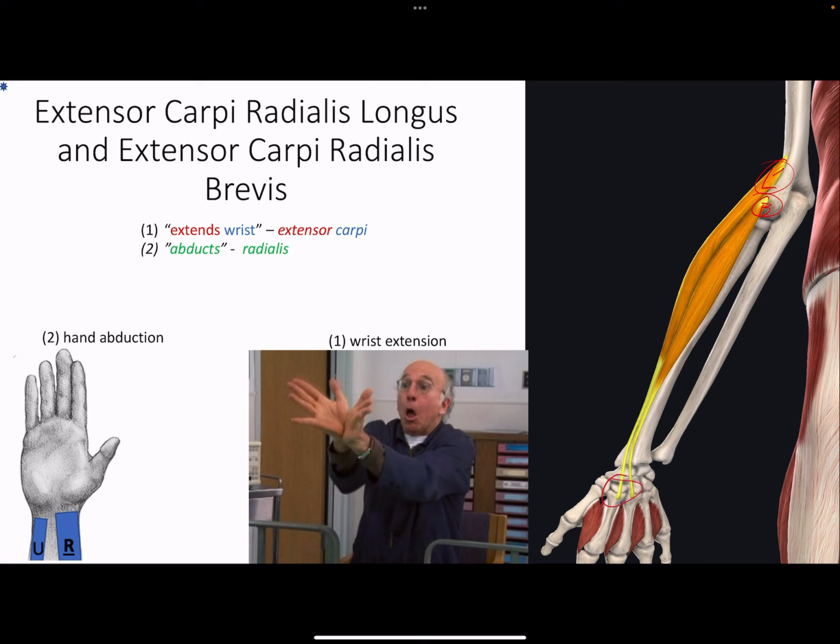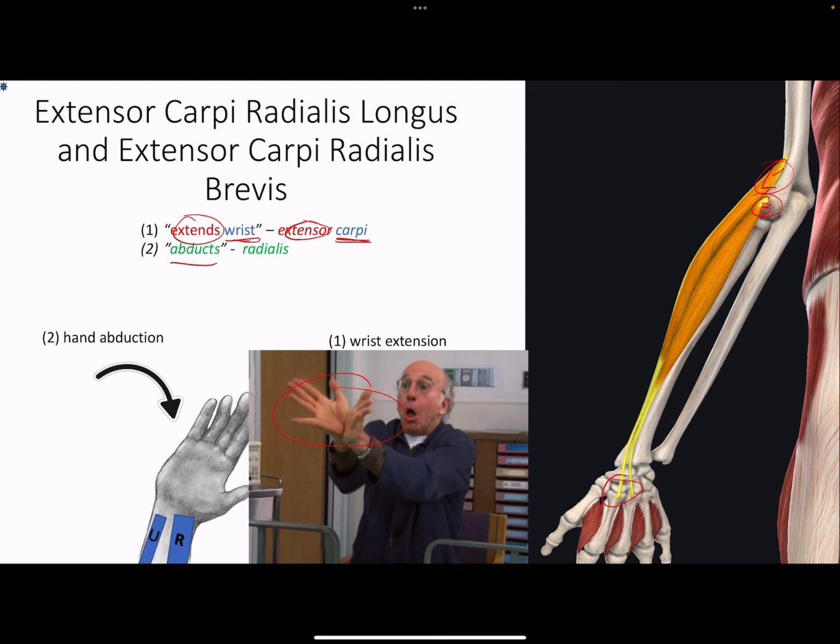So if we just think about the name, extensor extends, carpi means wrist. So this can extend at the wrist. We see this here. This is wrist extension. Anything on the radialis side is going to have radial deviation, which if you're in the anatomical position is abduction of the wrist if you keep the forearm still. And we see that there.